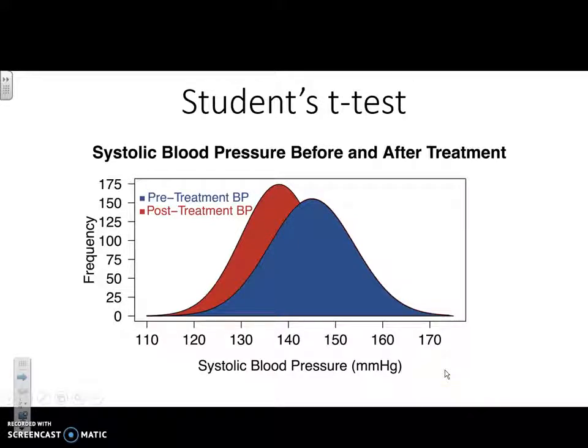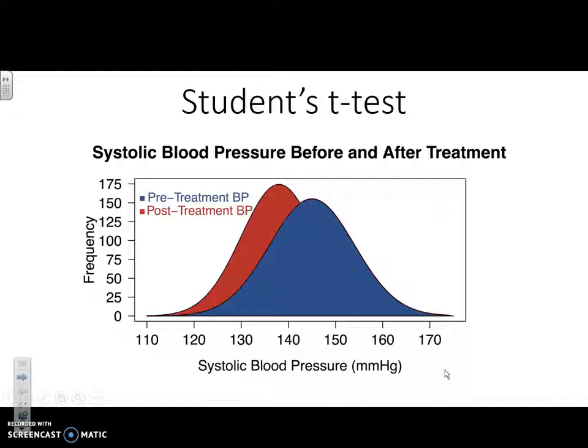Hi folks, another video about statistics, and this time we're going to be discussing another test that you need to know and understand how to use. It's called the student's t-test, and I've put on the front slide some data from what looks a bit like a medical drugs trial. We've got systolic blood pressure before and after treatment.